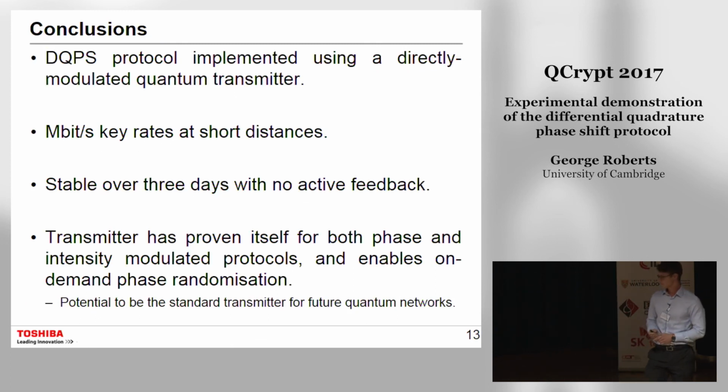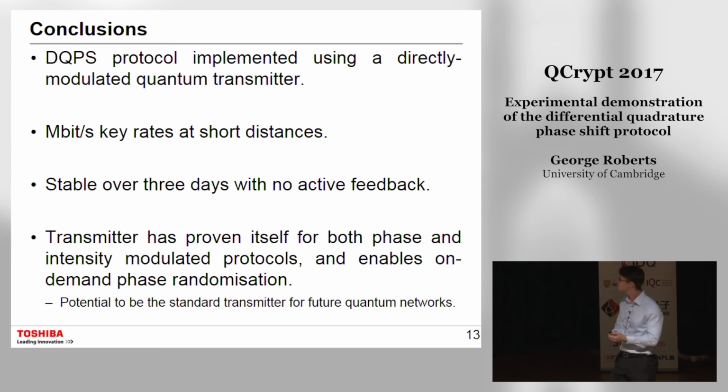So to conclude, we've shown the DQPS protocol implemented using a directly modulated transmitter. It would have been very difficult to implement using other methods. This has enabled us to get megabit per second secure key rates at short distances and has shown stability over 3 days with no active feedback.